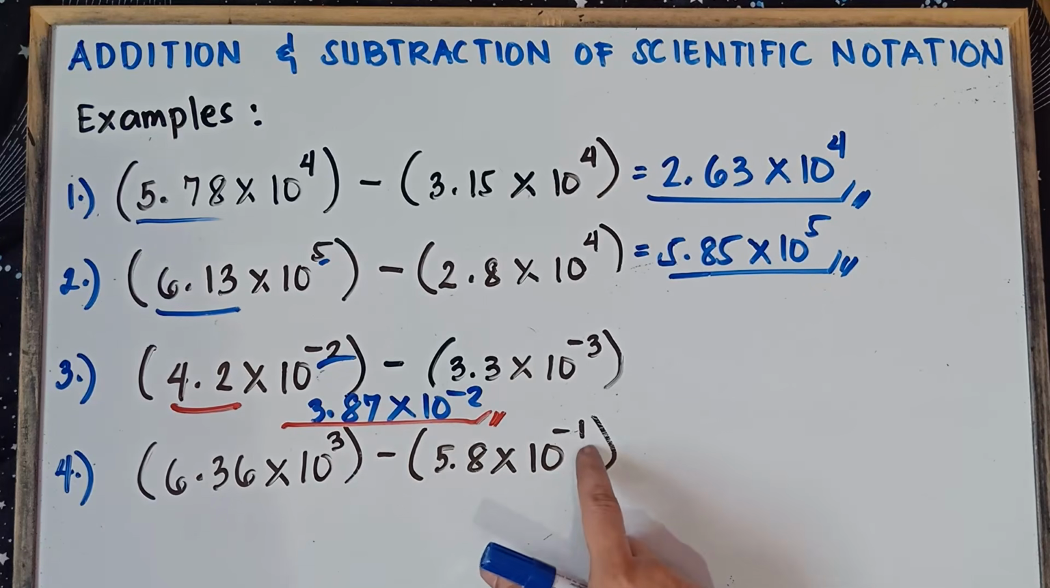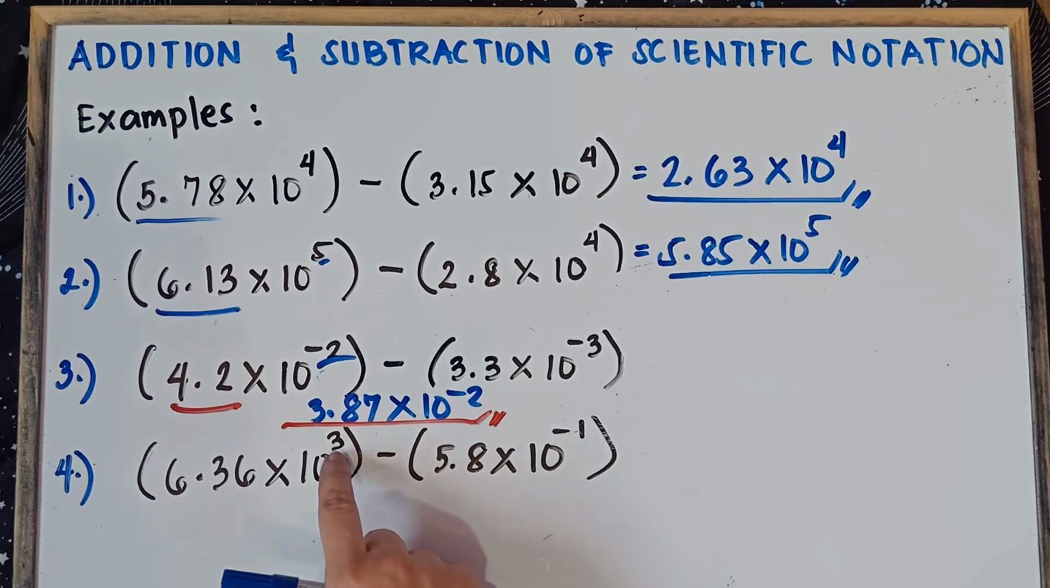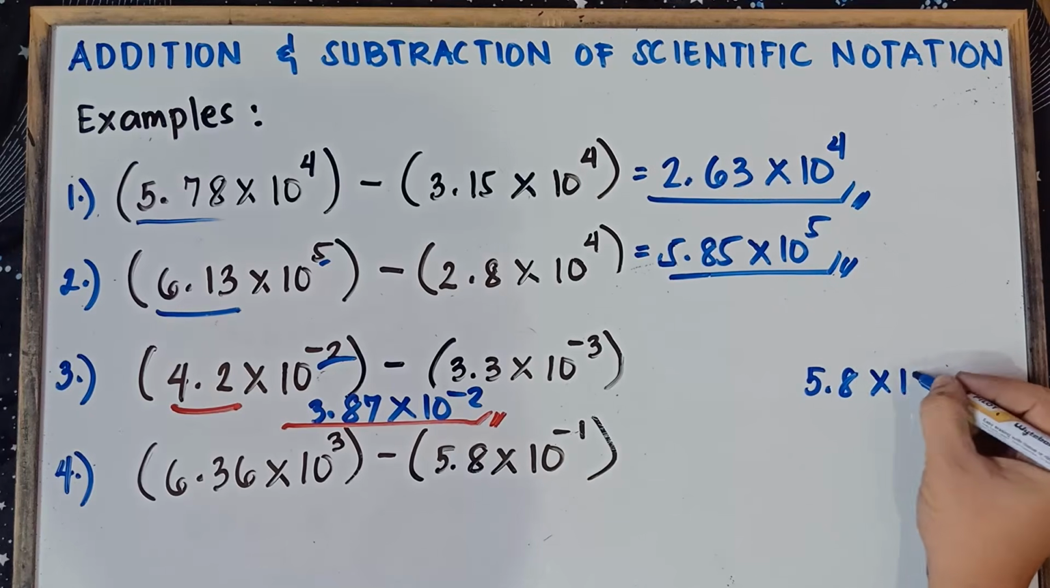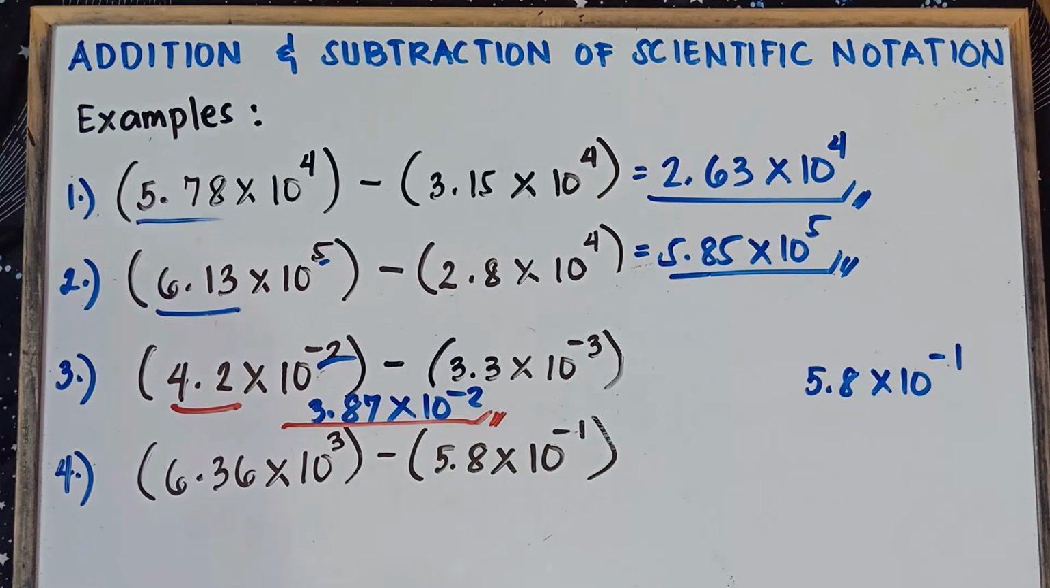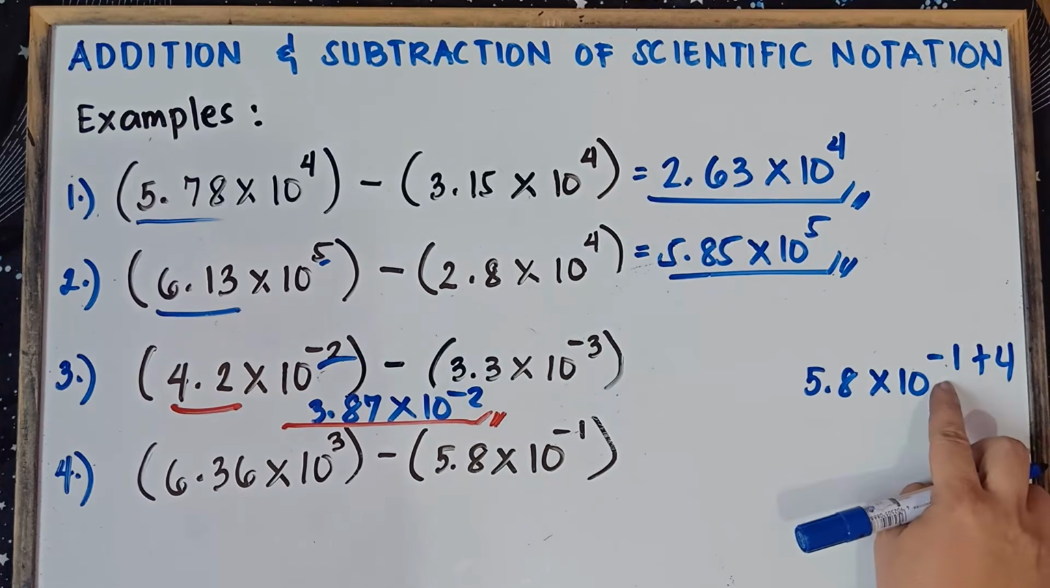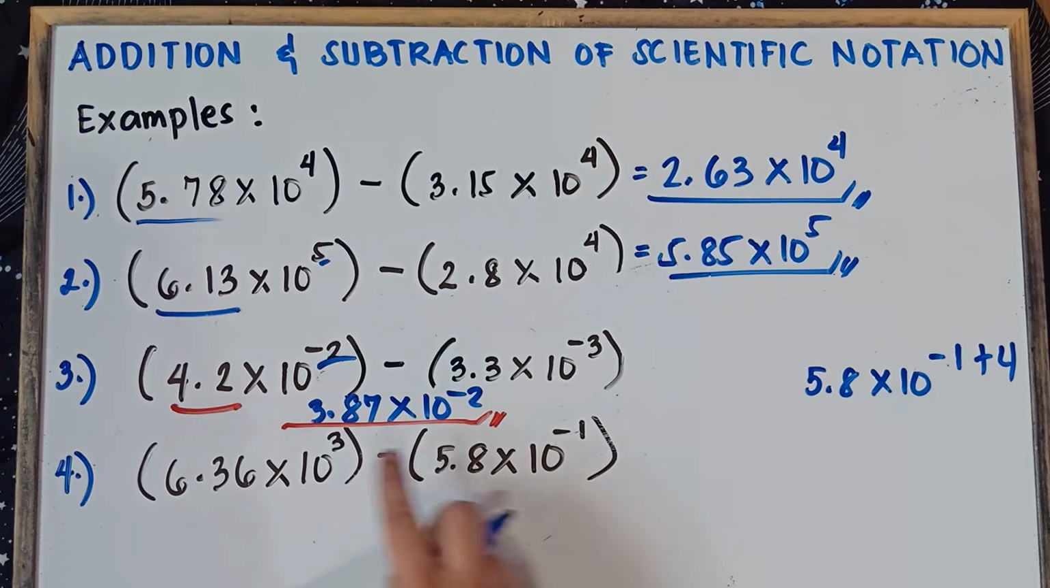So therefore, we need to convert this negative 1 into positive 3. So let me just copy this one. We have 5.8 times 10 raised to the power of negative 1. Now, to make this negative 1 become positive 3, of course, we can add 4, right? Because negative 1 plus 4, the answer, class, is positive 3.